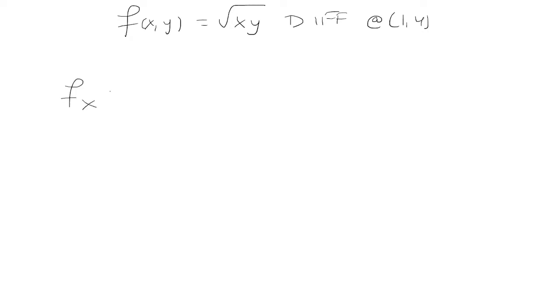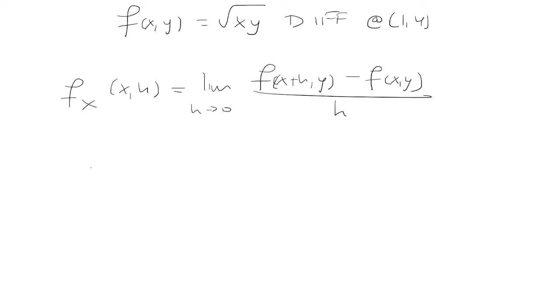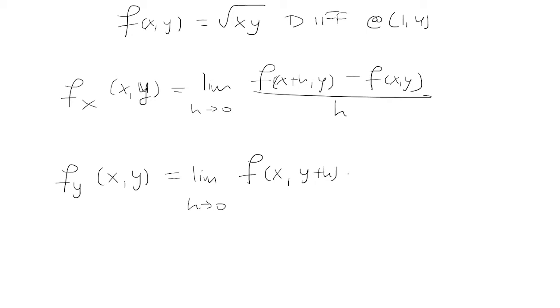So for f of x, the partial derivative of f with respect to x is the limit as h approaches 0 of f of x plus h comma y minus f of x, y, all over h. And for the derivative with respect to y, it'll be the same thing except we'll have h in the y term. So it'll be f of x comma y plus h.